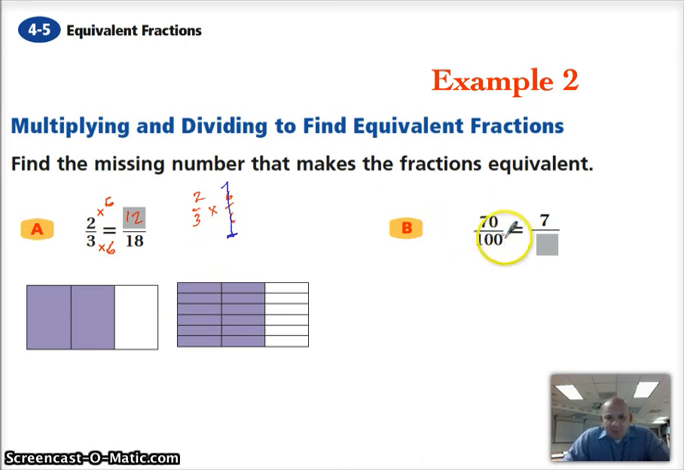Okay? Let's go over to 70 over 100 equals 7 parts over what? Well, here we did the opposite operation. Here we divided 70 by 10. So we need to do the same to the bottom, which is divide by 10. 100 divided by 10 is 10. So 7/10 is equivalent to 70/100.